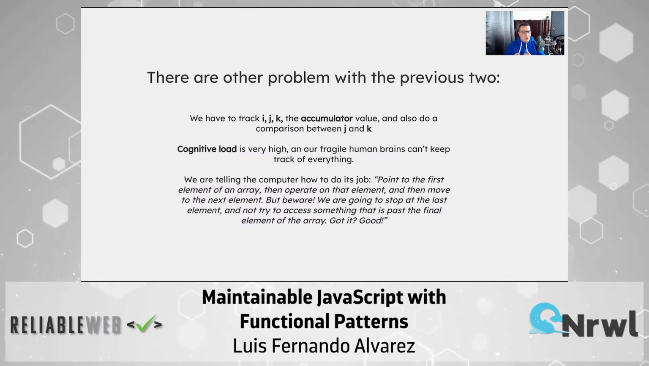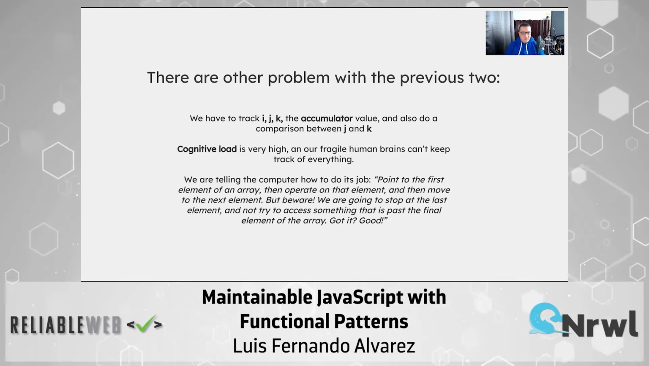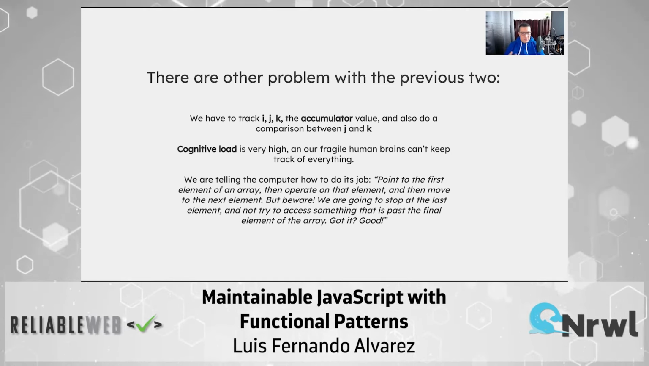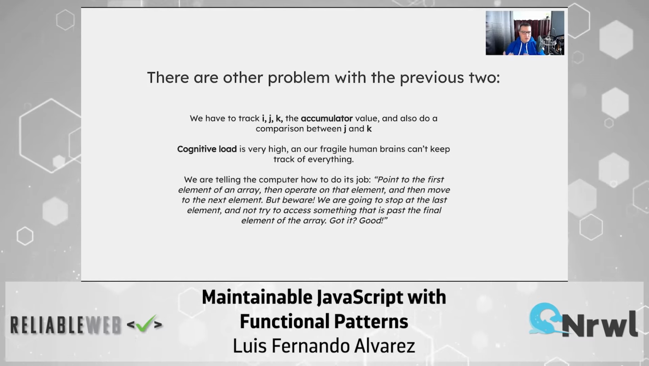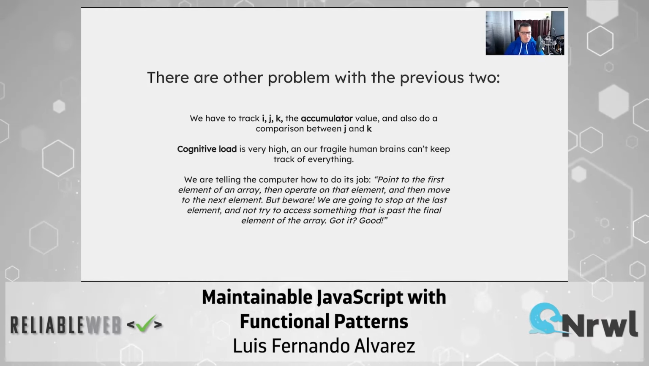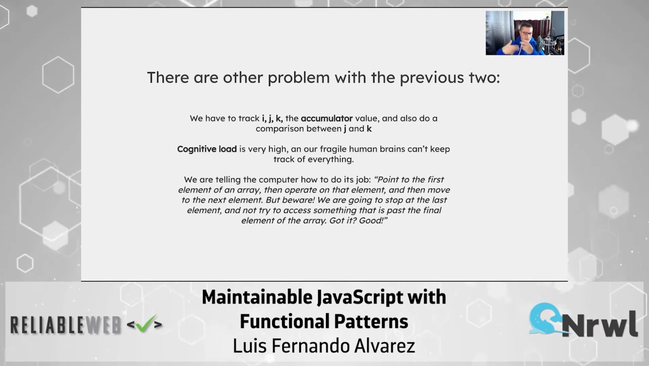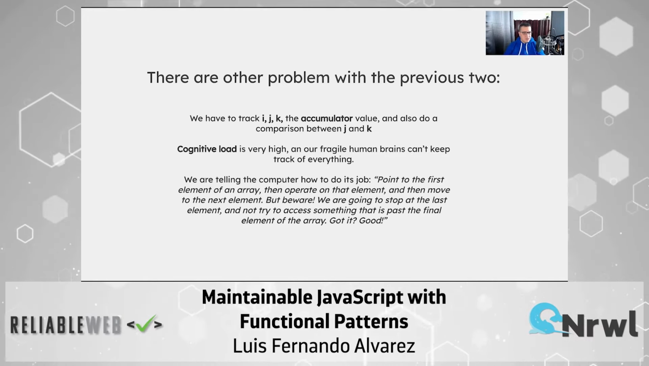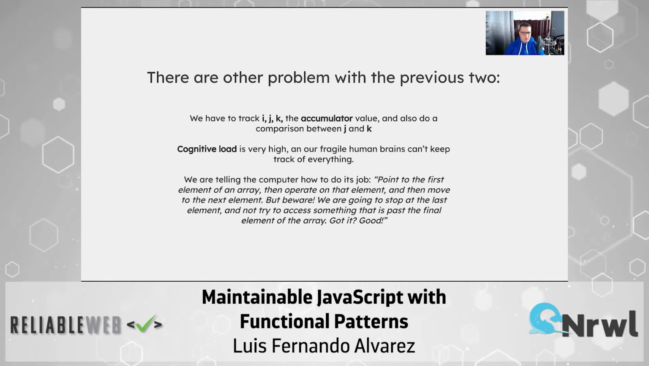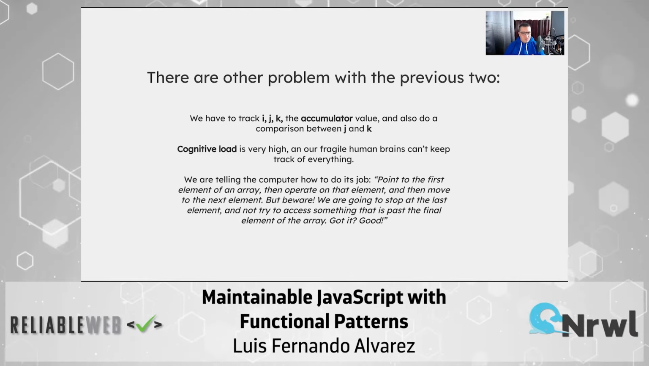So there are other problems with the previous two, and it's not just that they're not pure, right? We have seen that they're pure, and the main problem here is that we have to track the variables that we use to track indexes of those arrays, the accumulator value, which is what gets added and mutated on each iteration, and also there's a comparison between j and k in one of the parts of that code, and this feeds the cognitive load.